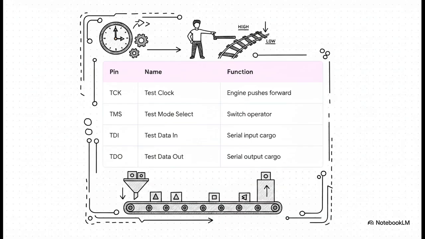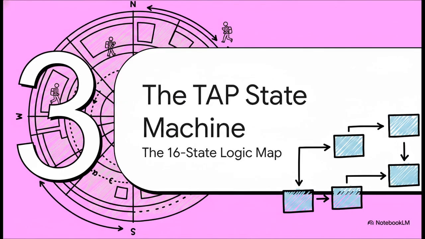And finally, we have TDI and TDO, test data in and test data out. If our TAP controller is a switchyard, TDI is the serial input loading our cargo in onto the conveyor belt, and TDO is the serial output offloading it out. Okay, with our characters introduced, let's look at the actual map they're going to traverse. Section 3, the TAP state machine.